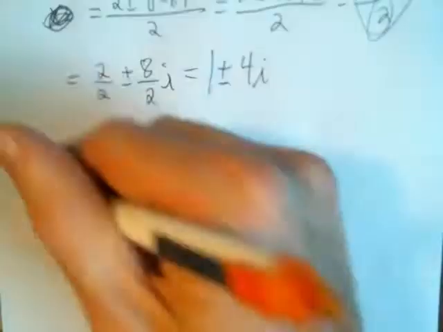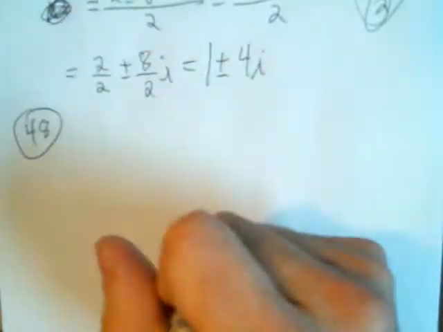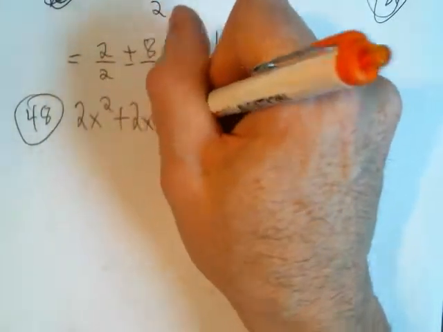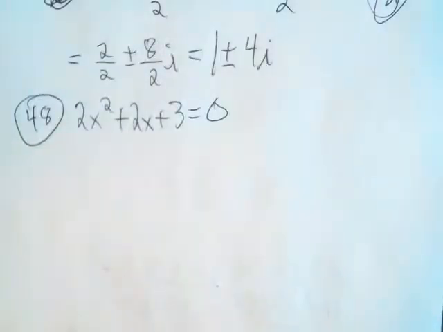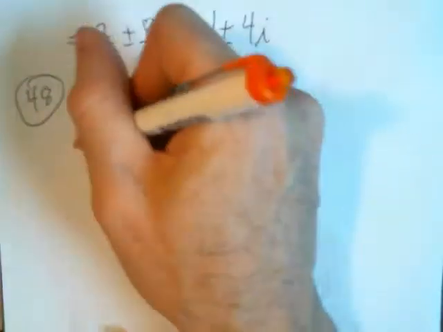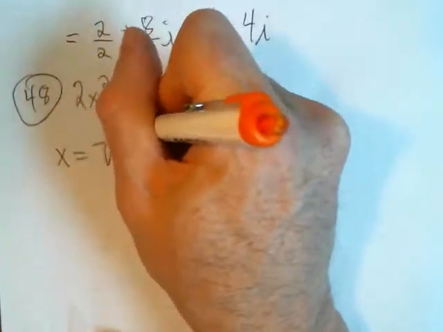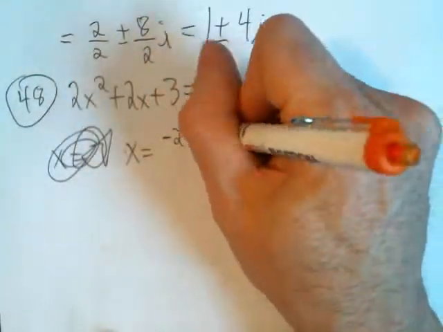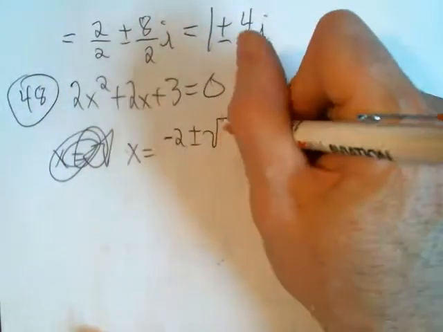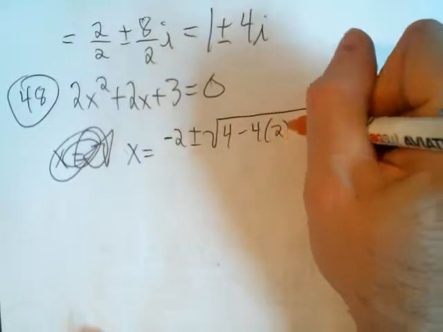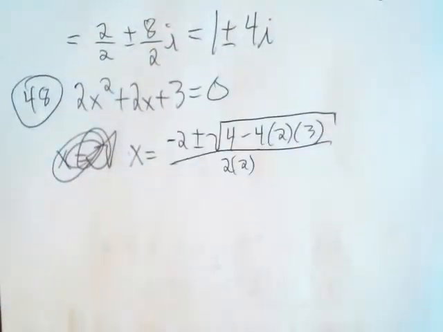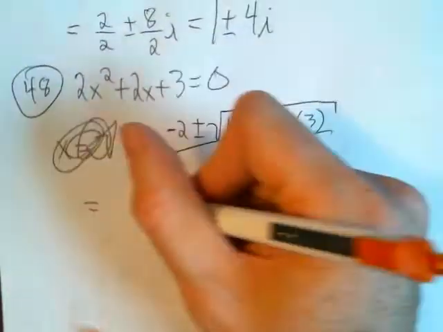Let's look at 48. Another one of these. 2x squared plus 2x plus 3 is equal to 0. If you need to, identify your a, b, and c. Plop it into your formula. x equals negative b, so negative 2 plus or minus square root of b squared, 4 minus 4 times a times c, all over 2 times a. And then begin the long, tedious process of simplification.